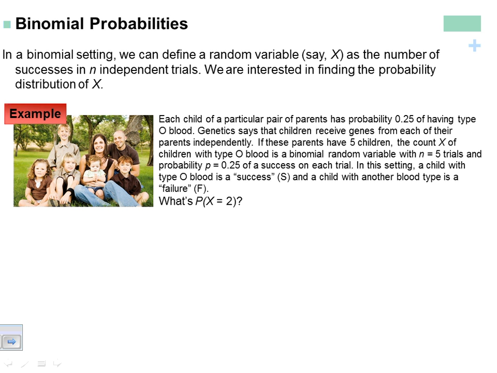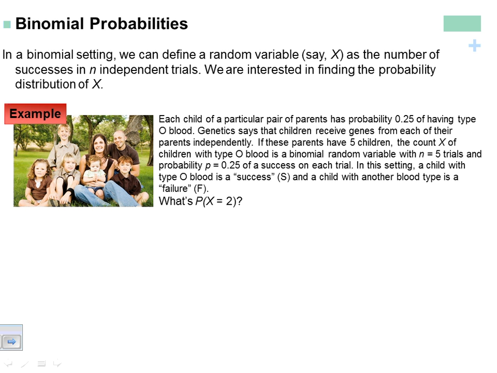Okay, so let's look at this family about being able to have kids. Each child of a particular pair of parents has a probability of 0.25 of having type O blood. Genetics say that children receive genes from each of their parents independently. If these parents have 5 children, the count X of children with type O blood is a binomial random variable with n equals 5 trials, and the probability p equals 0.25 of success on each trial. In this setting, a child with type O blood is a success, and a child with another blood type, we're going to say, is a failure.